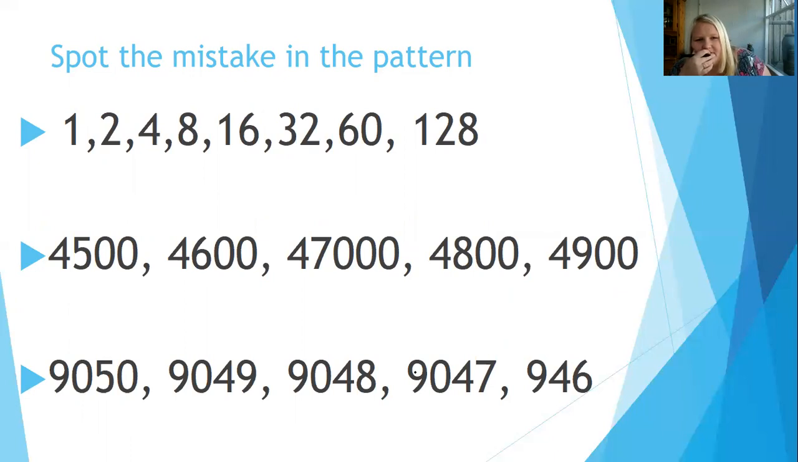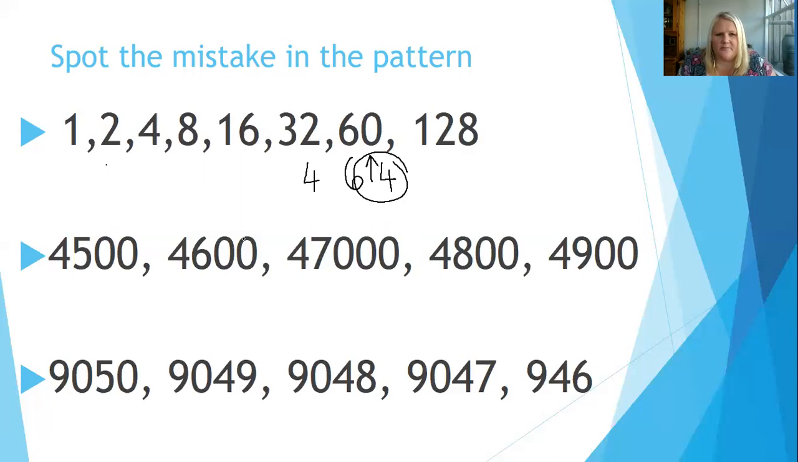First one's a bit trickier. Can you see what's happening in the first one? We'll talk it through together now. Each time we are doubling, or timesing by 2, the number that came before. So 1 doubled, or 1 times 2, is 2. 2 doubled is 4. 4 doubled is 8. 8 doubled is 16. 16 doubled is 32. Now I can already tell there's a problem here, because if I double 32, I get 64. So this number here should be 64. That's the mistake in this one.